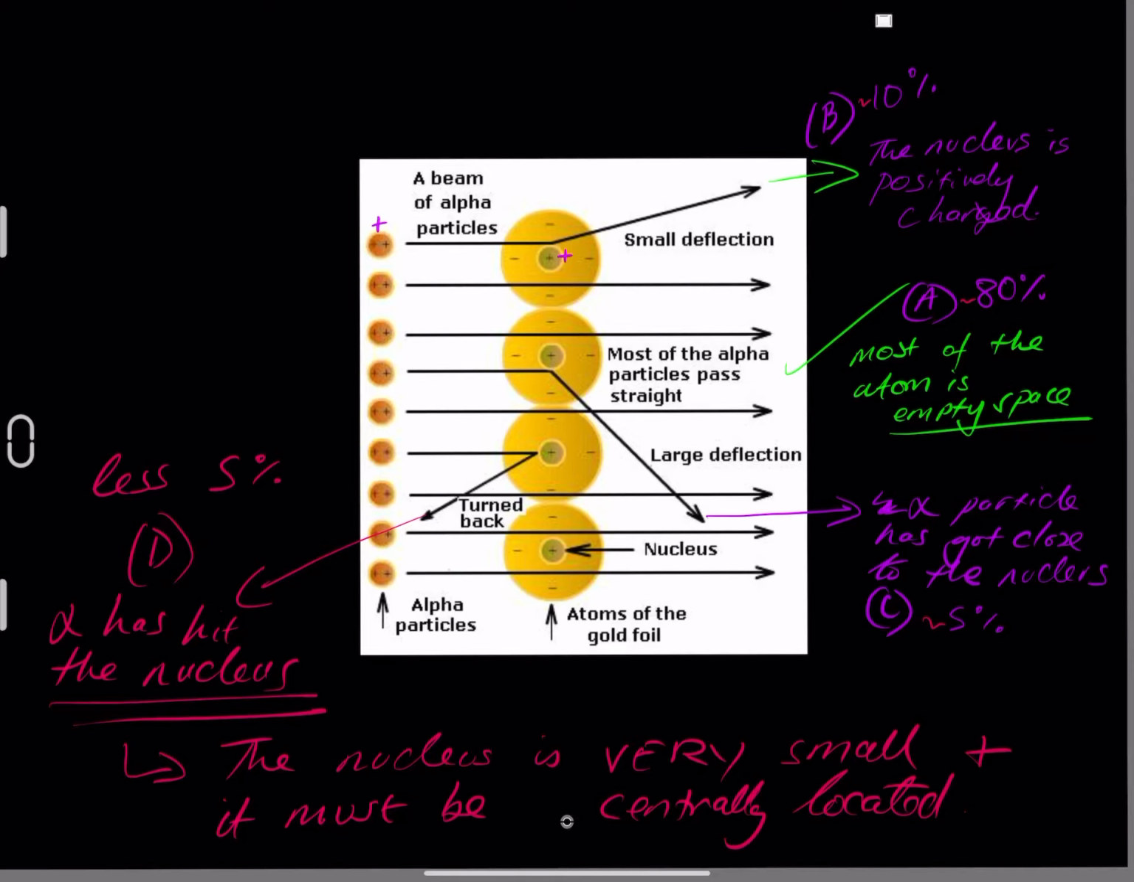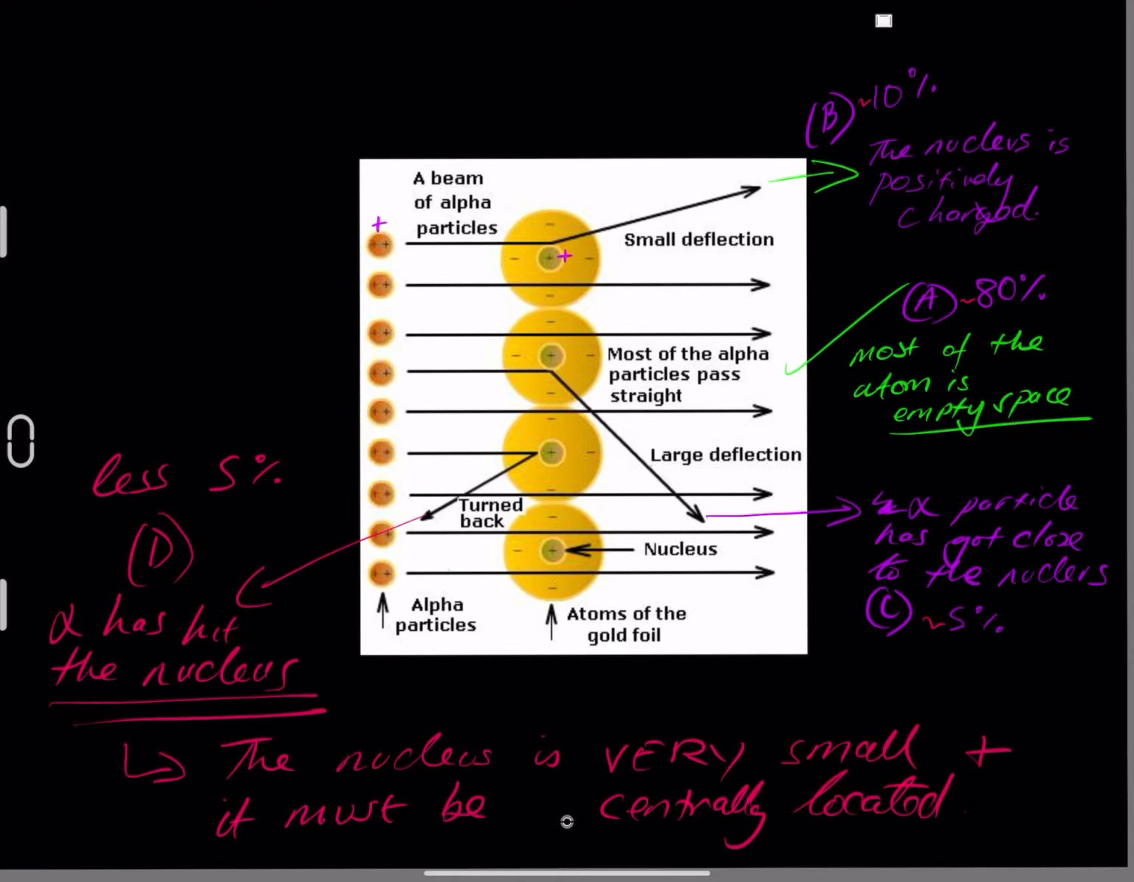So what does this mean for the 80% of the alpha particles that are passing straight through? It must mean that the atom is mostly empty space. That's why we get a large percentage of the alpha particles just passing straight through, not being deflected by any charge or hitting anything.